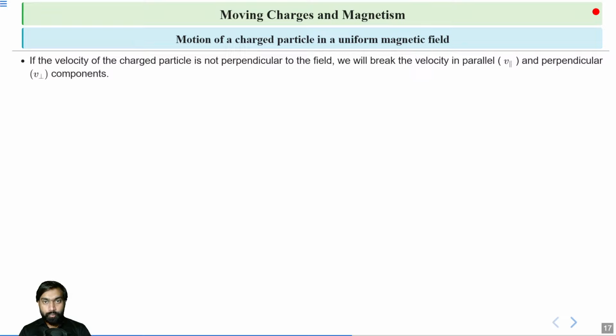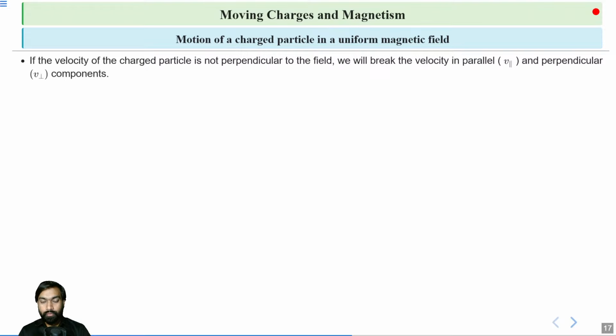Now, suppose you have a charged particle like an electron or proton moving inside a magnetic field. This magnetic field is uniform, which means it points in the same direction everywhere. The velocity of the particle can be thought of as having two parts. One part moving along the magnetic field, which we call the parallel component, V parallel. The other part moving perpendicular to the magnetic field, which we call the perpendicular component, V perpendicular.